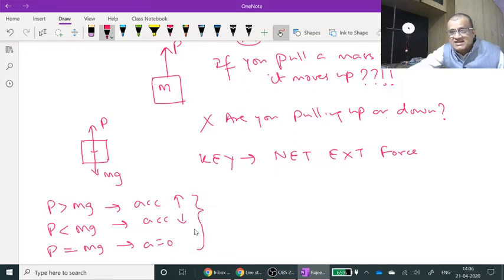In all these three cases, you see that the key is this: which side is the net external force? So if you have understood this, and remembering what we did earlier, net force equals ma. So if there is a net force on a body, it will have some acceleration. On the contrary, if you see that a body having mass has acceleration, then the forces acting on the two sides are not equal.